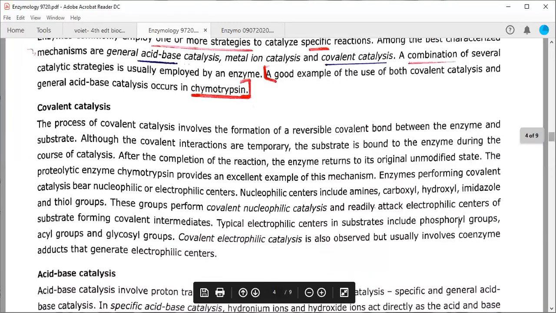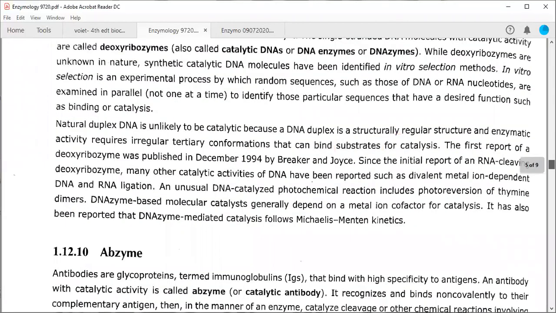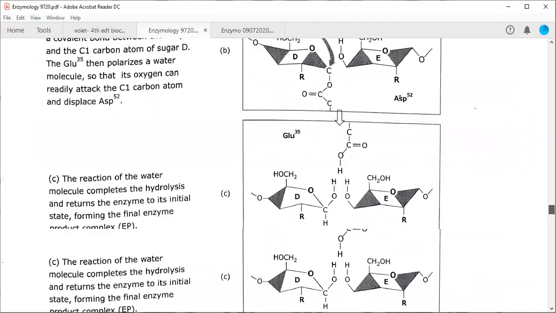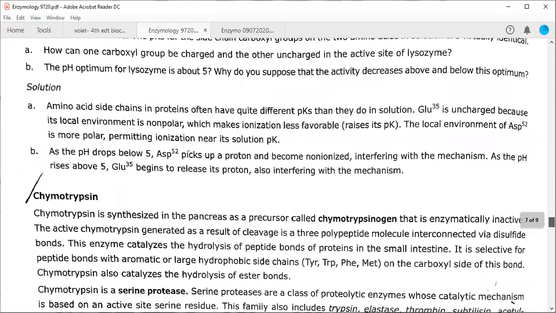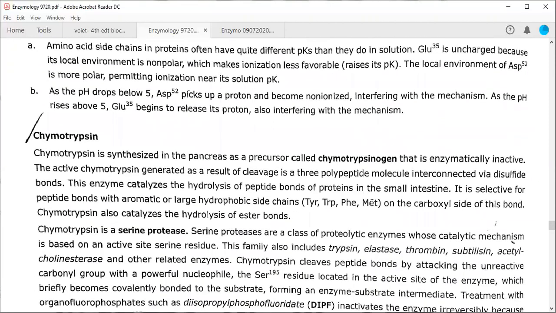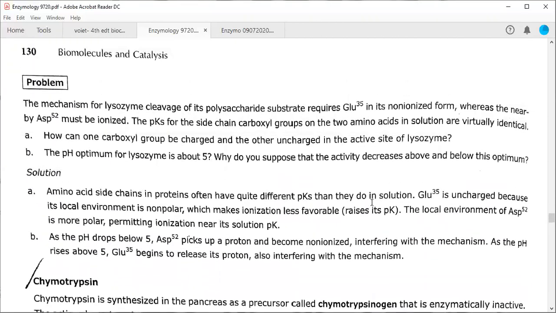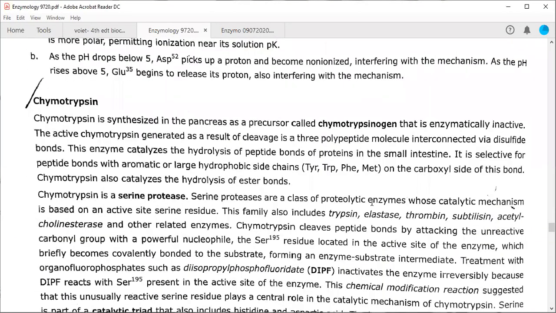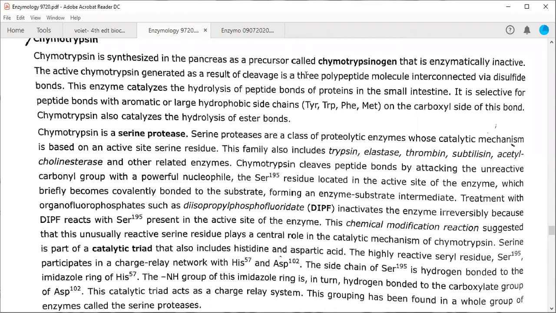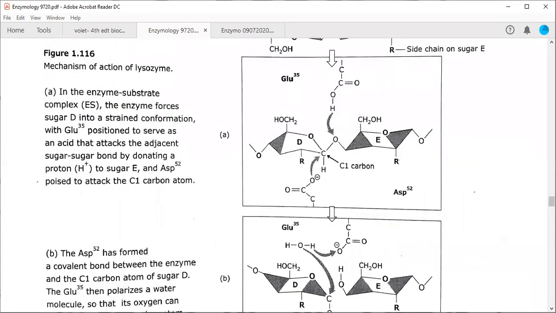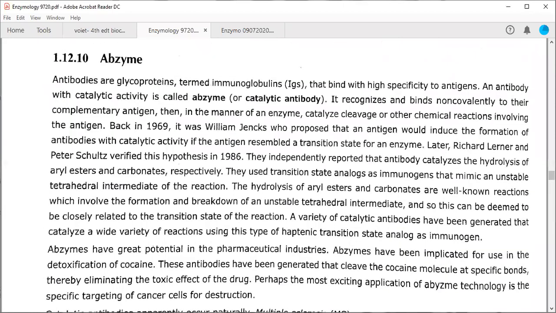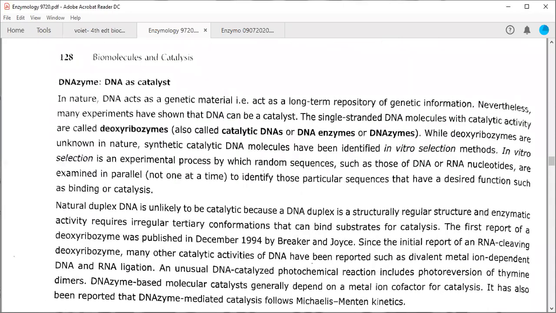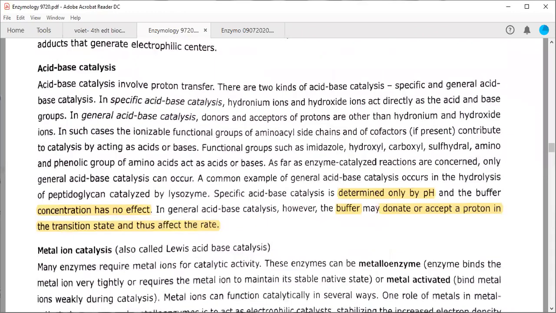And then we have one example. The best example is chymotrypsin. This is shown in your Pathfinder at page number 130. Chymotrypsin, as synthesized in the pancreas, is a precursor called chymotrypsinogen. You know, some zymogens are present in our body, which are inactive forms of the same enzyme. So we will discuss one more figure in this context.